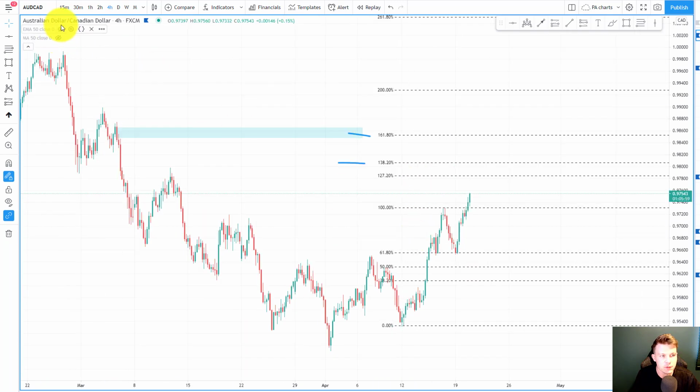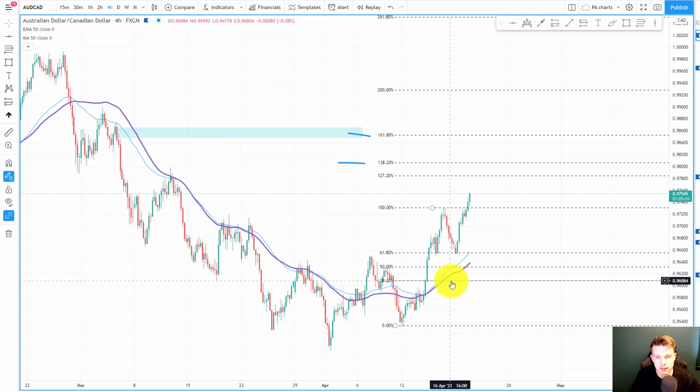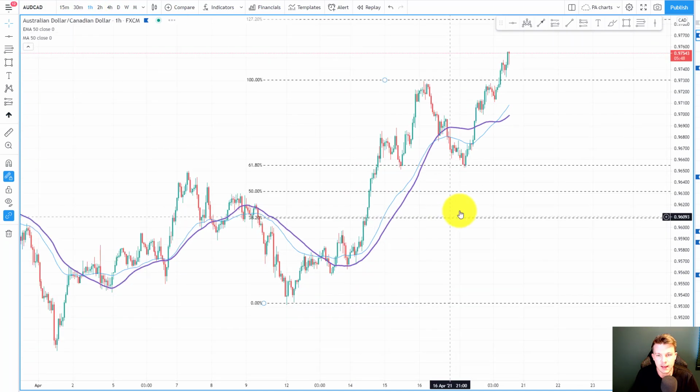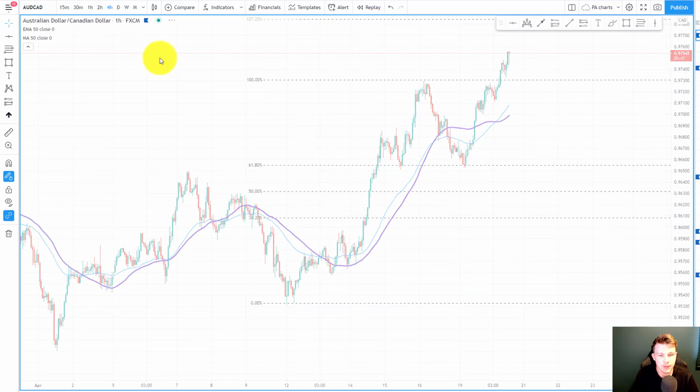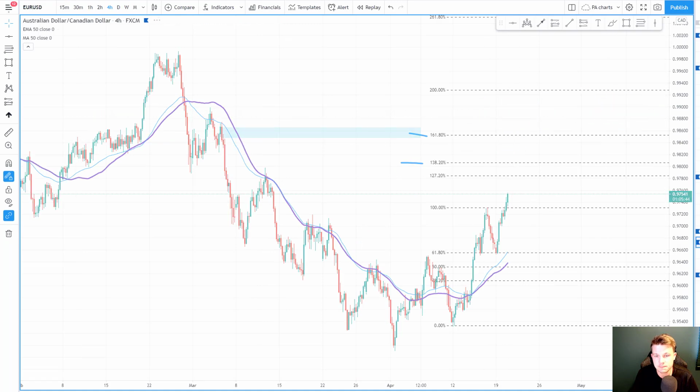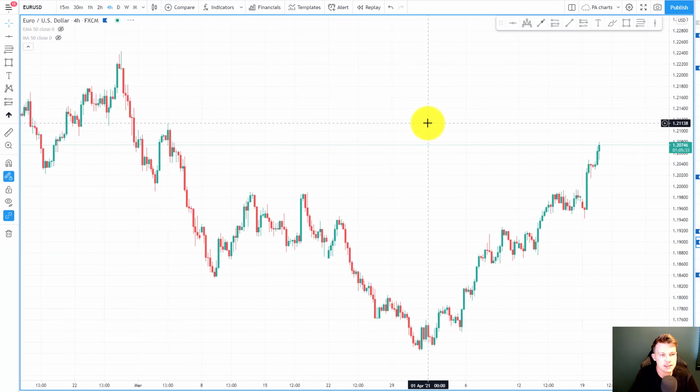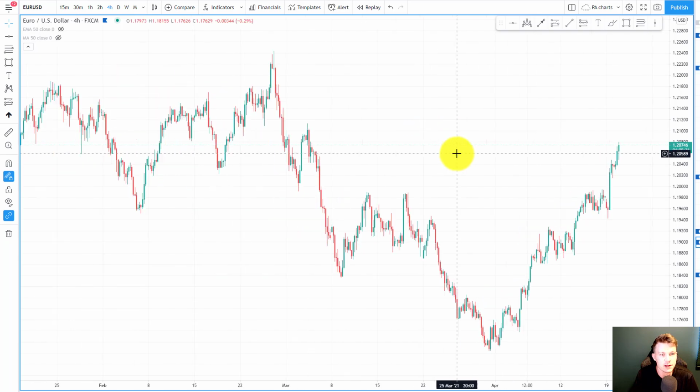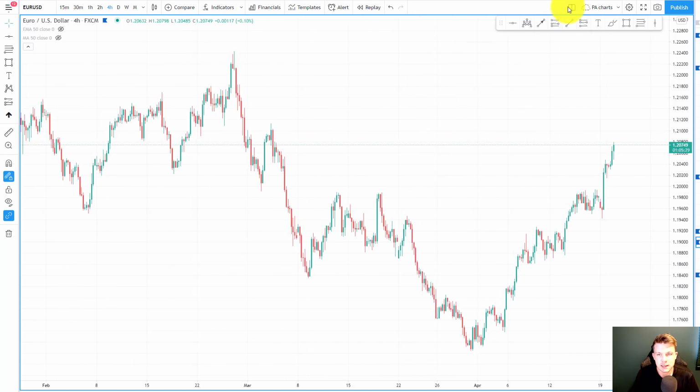You could also add a moving average if you are already in a trade and looking for potential trailing profits. You could go to a lower time frame, for example, and look for microstructure. There are many ways you could use this. So let's take a look at a few other examples, and you can use Fibonacci on any time frame. Let's take a look.